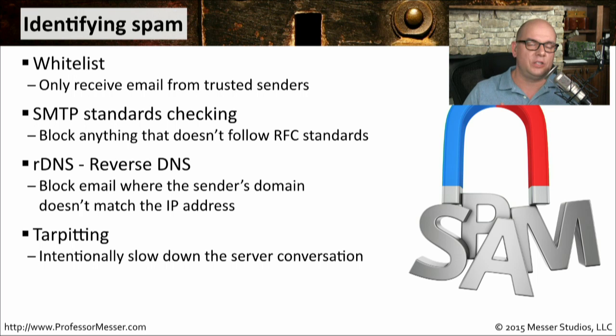So the goal of the spammer is to send as much mail as possible in the shortest amount of time. What tarpitting does is if it suspects that this is coming from a spam source, it slows down the conversation, because sending mail is a whole conversation that takes place. Hello, how are you? I'm fine. Would you like some mail? Yes, I would like some mail. Okay, send the mail to me. I'm beginning to send the mail. It's this set of processes that goes back and forth.